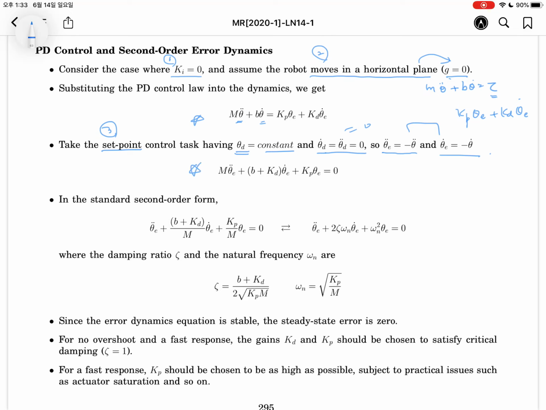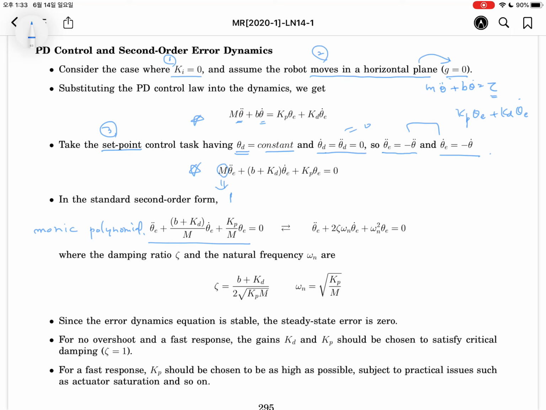Okay, let's make the monic form. In monic polynomial form, the highest coefficient will be 1. I'm sorry, I said 0, it should be 1. So 1 over m will be applied to every element, and we have this equation. This is called a monic polynomial.